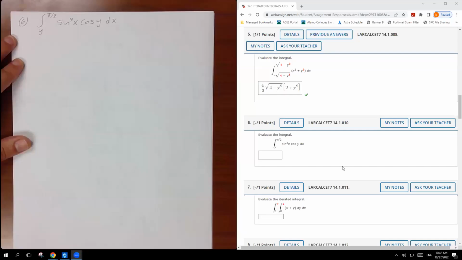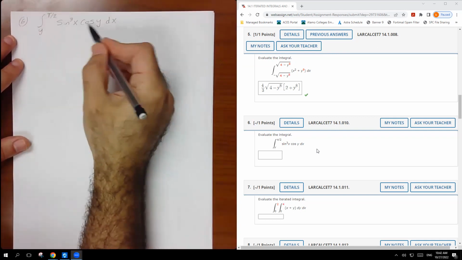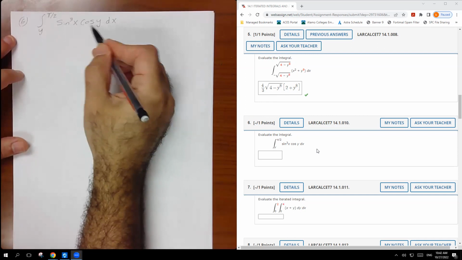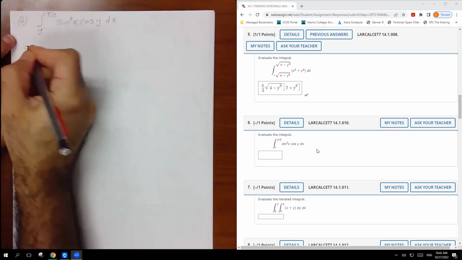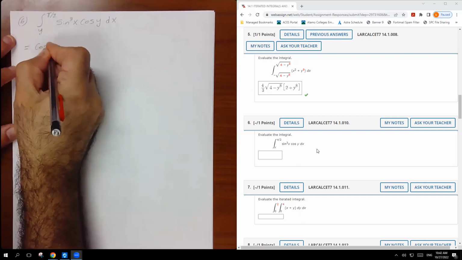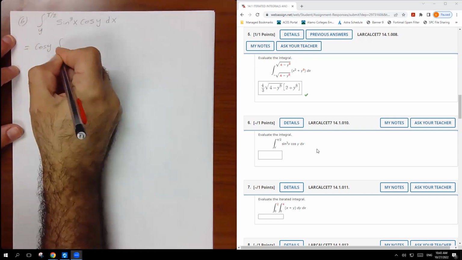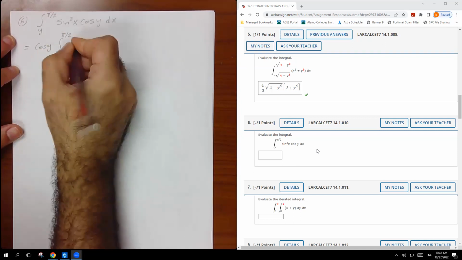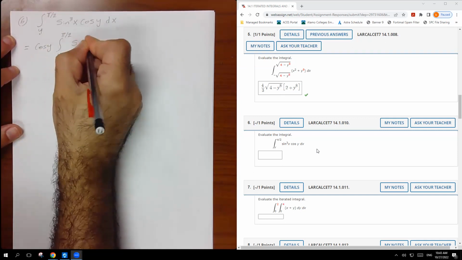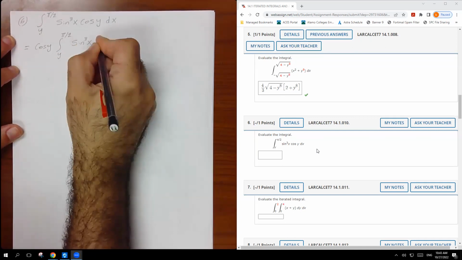So let's check how we're going to work on example 6. It's the integral from y to pi over 2 of sine cubed x cosine y with respect to dx. Now that means the y is a constant, so you can take the constant out. So this one is going to be equal to cosine y, the integral from y to pi over 2 of sine cubed x dx.